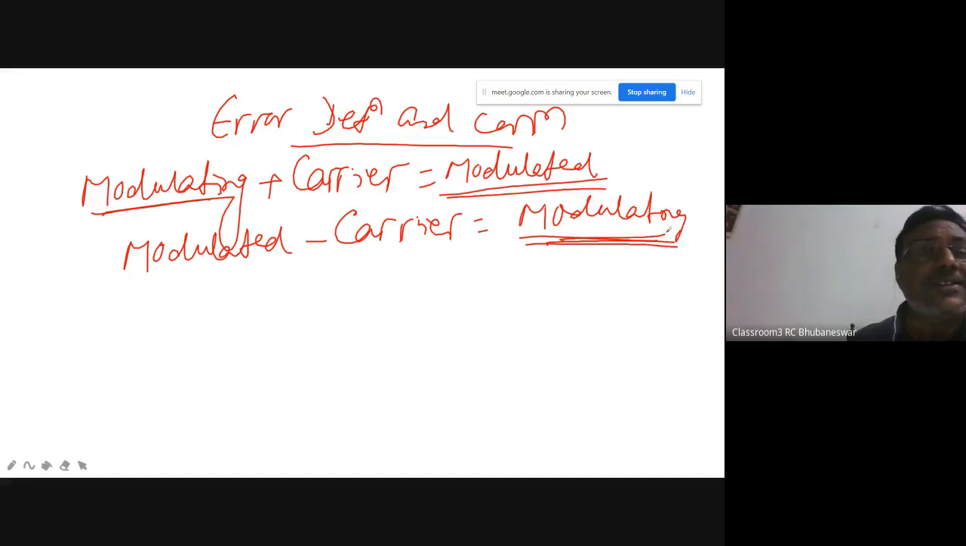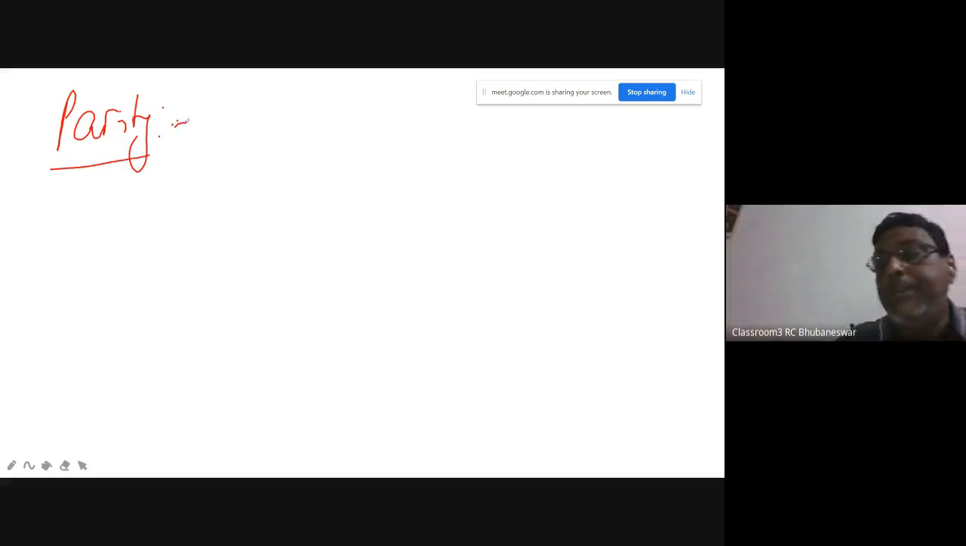Right? For this carrier signal, we use a word which is known as parity. What do you mean by parity? Parity means counting the number of ones in a particular word. In a particular word, how many ones are there? That is the parity. For example, my word length is 4.